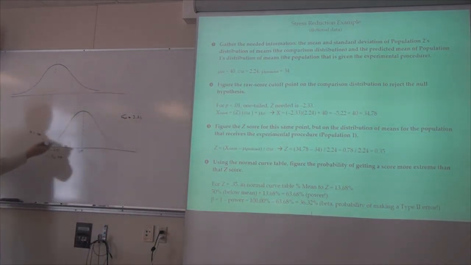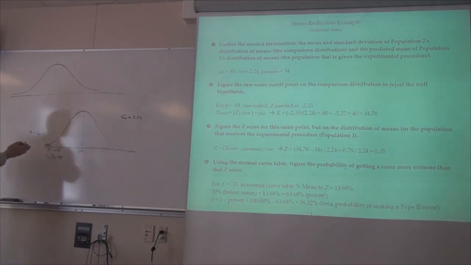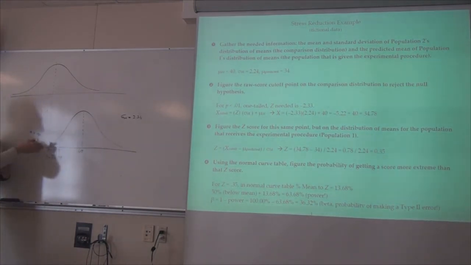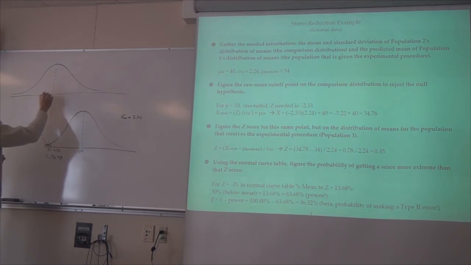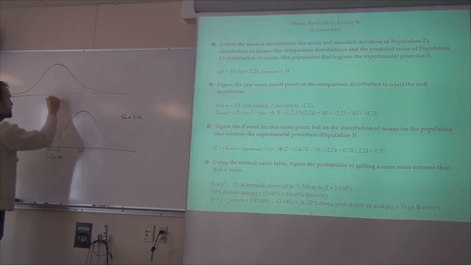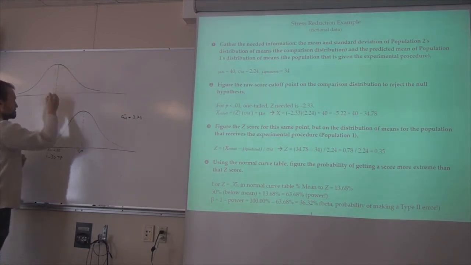So if I got a 34, which I did from my sample, what would the hypothesis test conclusion be? I'm going to reject the null hypothesis in favor of the research hypothesis. The evidence is significant enough with this alpha. So this is my predicted mean of 34 over here, and this line is 34.78.